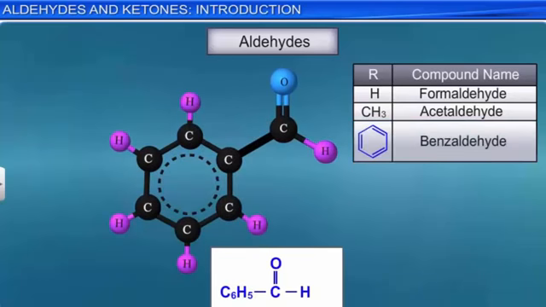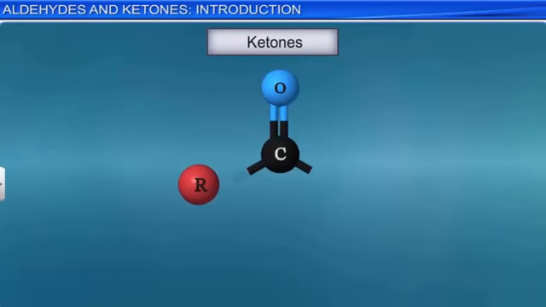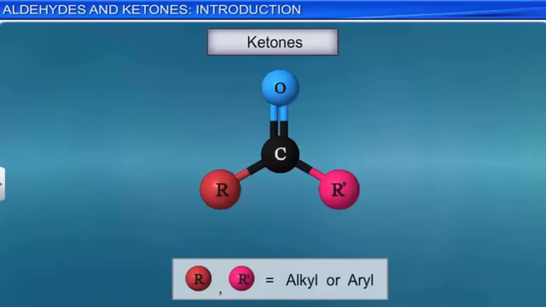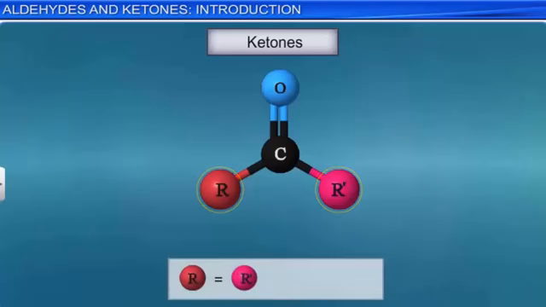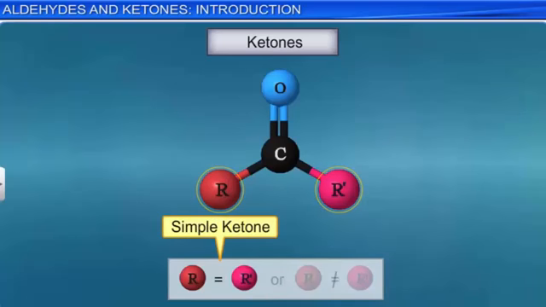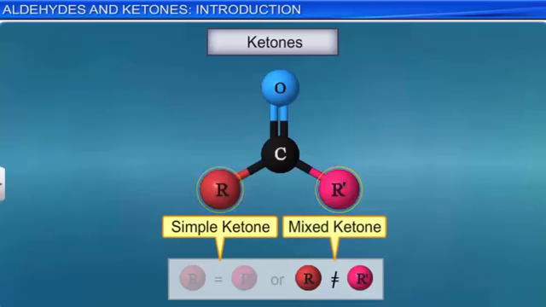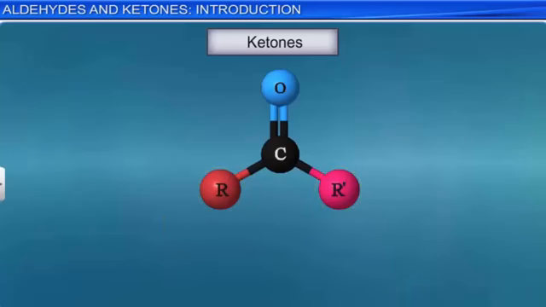In ketones, the two valencies of the carbonyl group are satisfied by two alkyl or aryl groups, R and R', which may be the same or different. If R and R' both represent the same group, then the ketone is called a simple ketone. If R and R' are different, then the ketone is called a mixed ketone. The general formula for ketones is RC double bond OR'.